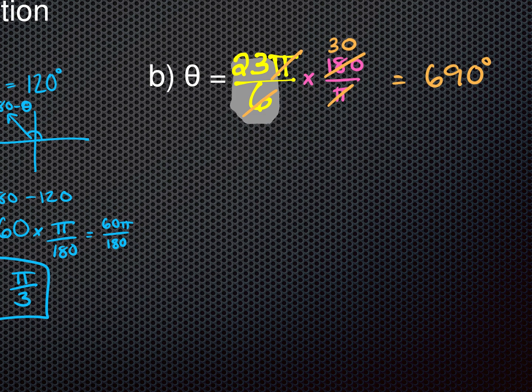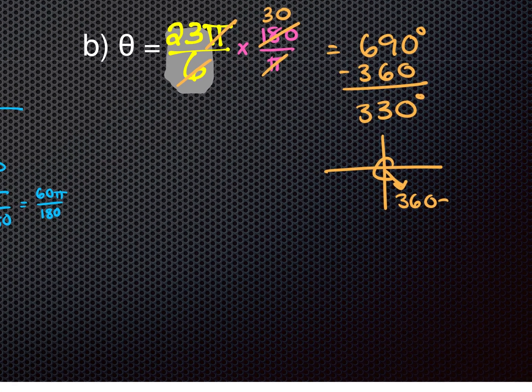How could we find a smaller version of this? Find a coterminal angle. We're going to subtract 360. So when I subtract 360, I get 330. What quadrant is 330 degrees in? What formula do we use for the fourth quadrant? 360 minus theta. So 360 minus 330 would give us 30 degrees.